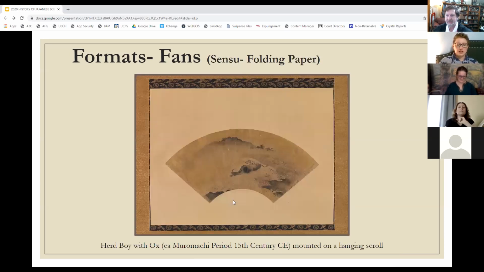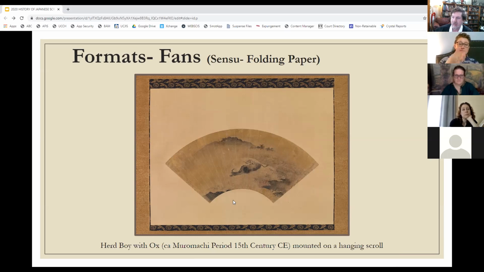This is the herd boy with ox. Let me tell you a little bit about sensu, the folding paper fan. There's a legend about an emperor who tried to fix his hyogi with paper and gluing it together. And so it reminds me of the Post-it note, accidentally dripping glue onto a stack of papers, and suddenly you have Post-its. Same idea. But I don't know if I necessarily believe the sensu one.